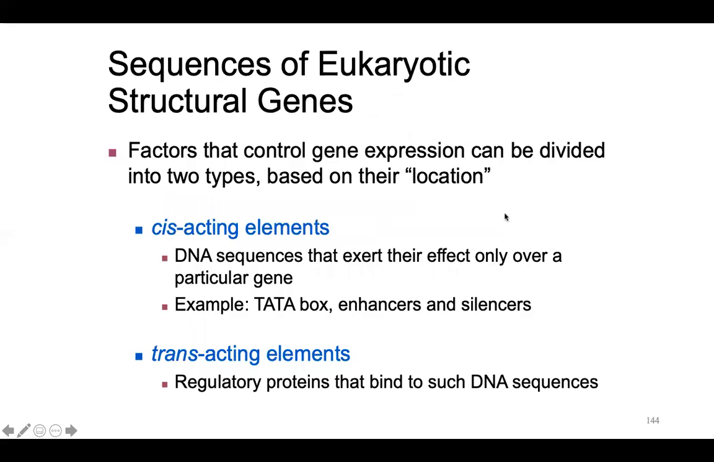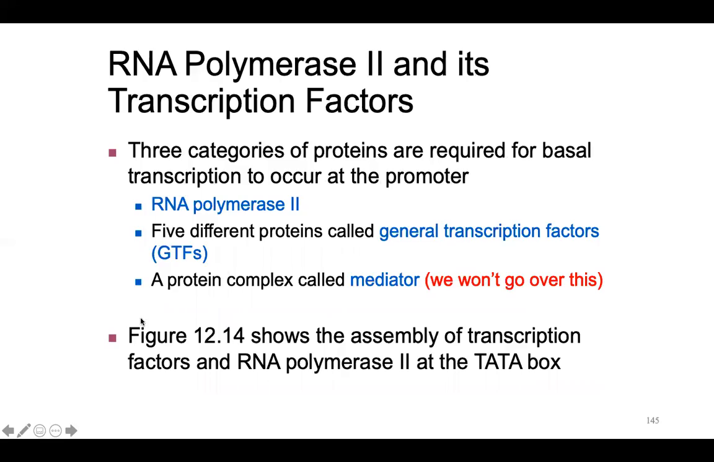So factors that control gene expression can be divided into two types, based on their location. Cis-acting elements are DNA sequences that exert their effect only over a particular gene. Examples of which are the TATA box, the enhancers, and silencers. Trans-acting elements are regulatory proteins that bind to such sequences. So cis is the DNA sequence, while trans is the protein that binds to these sequences.